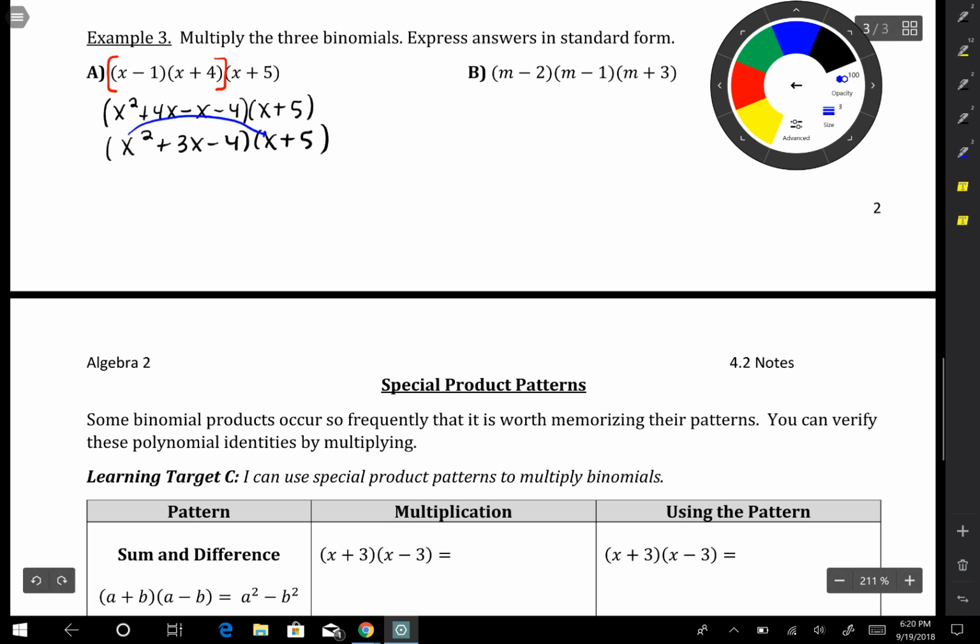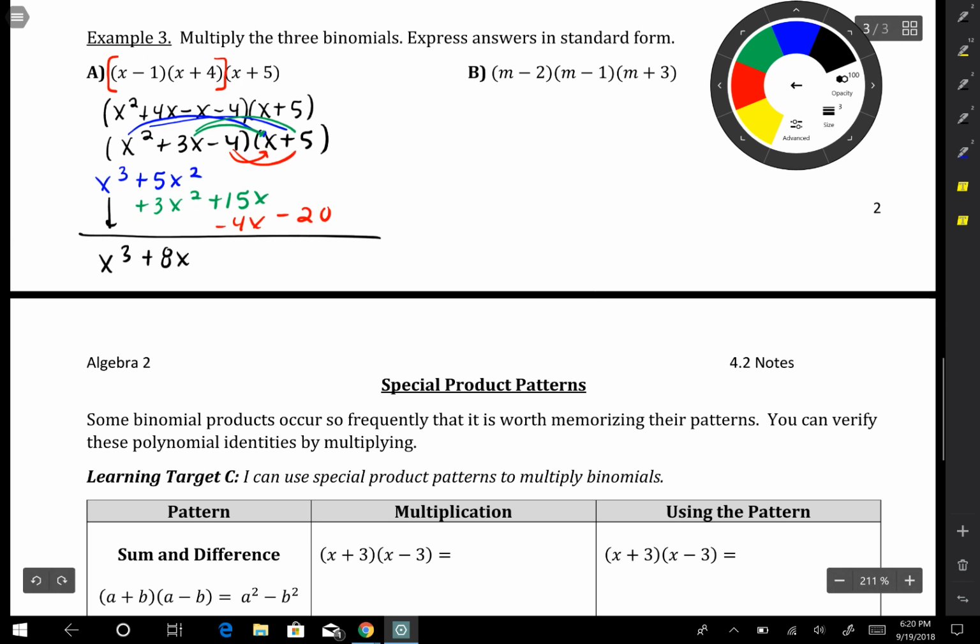Distribute your x squared, x cubed, plus 5x squared. Distribute your 3x, 3x squared, plus 15x. Distribute your negative 4, negative 4x, minus 20. Add all your like terms. X cubed plus 8x squared plus 11x minus 20.